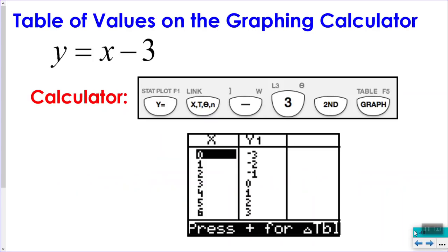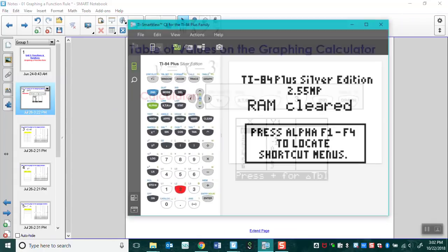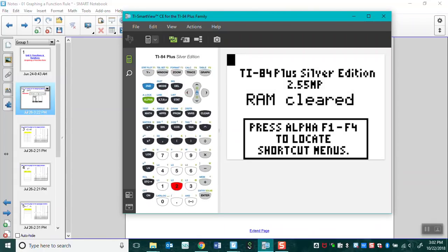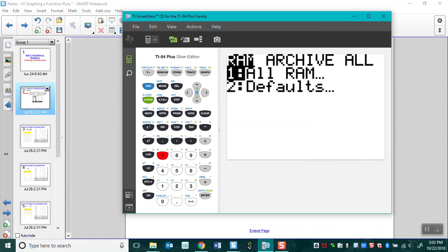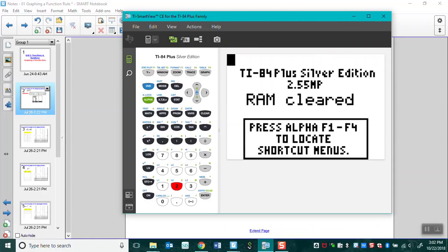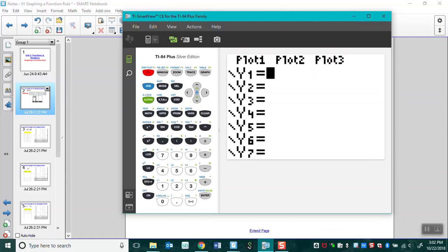So you're going to go ahead and get your calculator. Remember, you always want to start with that RAM cleared screen. We can get there by hitting second, plus sign, 7, 1, 2. And the first thing we're going to do when we want to graph is go to the y equals screen. So our function there was y equals x minus 3. Remember, we use this x button here for x, and the minus button for the 3.